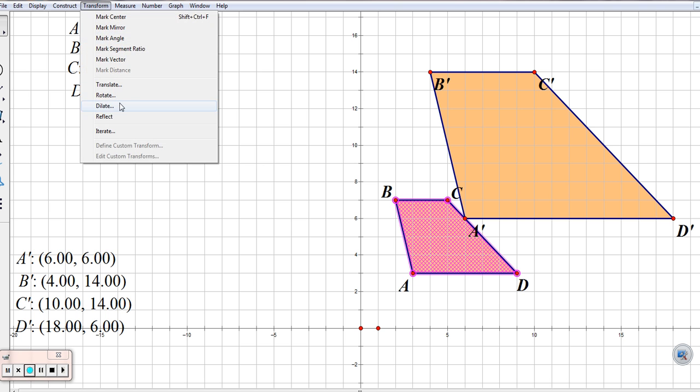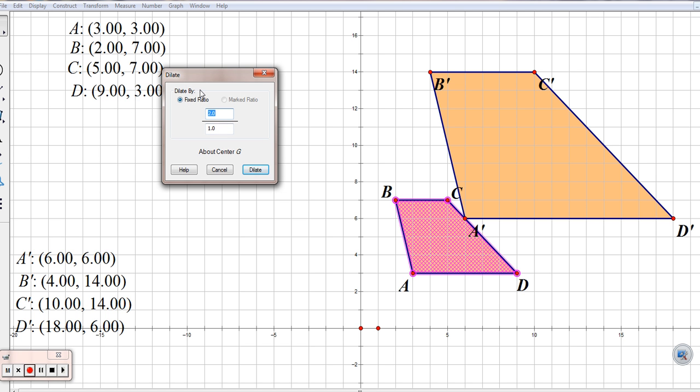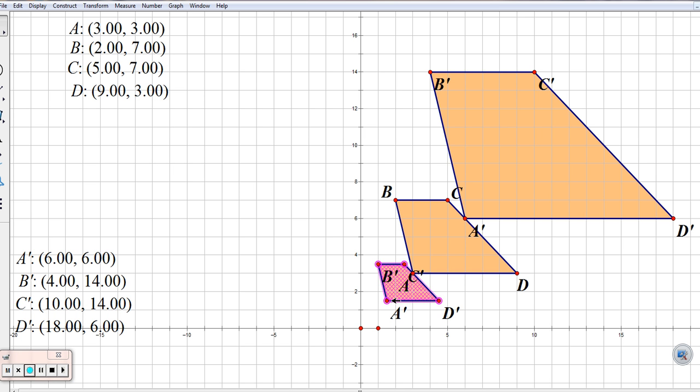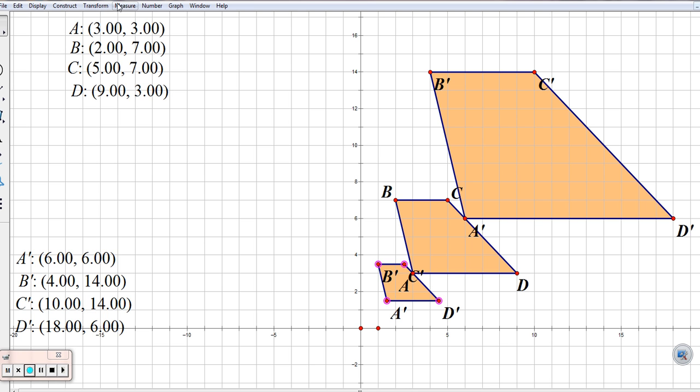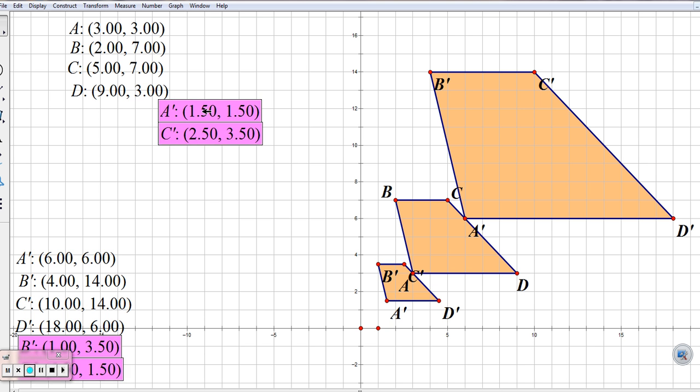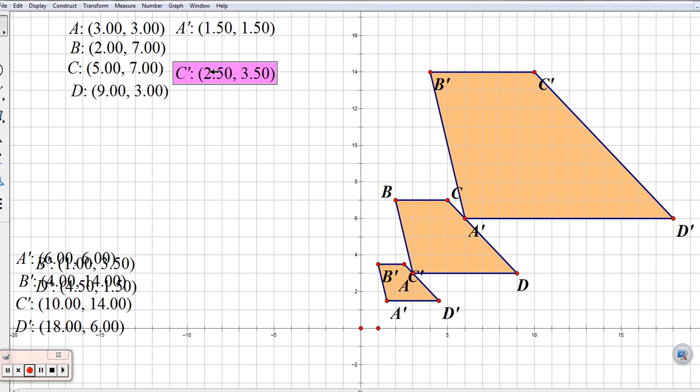Okay, now we are going to dilate. This time, my fixed ratio, I'm going to put in a fraction of 1/2. You can see my fraction here of 1/2. Now when I choose dilate, notice my new shape. My new shape is smaller this time. I'm going to go ahead and measure my coordinates for my new shape. It does not want to cooperate. Let's measure our coordinates and move them up so that I can compare.